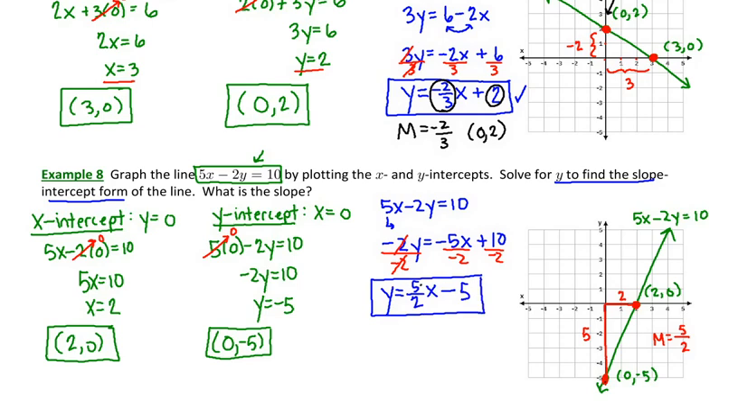The coefficient of x tells us the slope, and exactly as we predicted, we come up with 5 halves. This is the b part of our slope-intercept form, so our y-intercept is 0, negative 5, and we can see that we have that here. So you want to be fluent in all of the different forms of lines: the point-slope form, the slope-intercept form, and the general form.